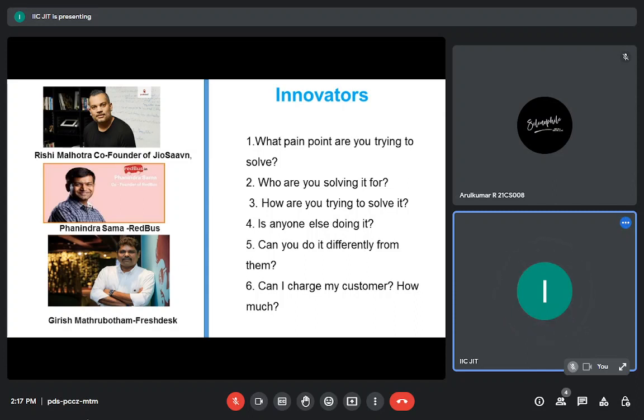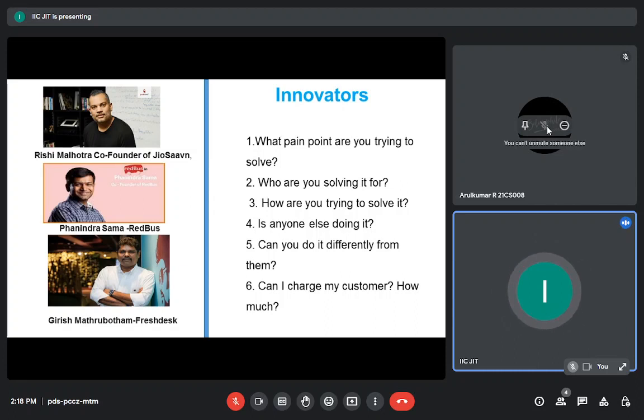Third point, how you are trying to solve it. Is anyone else doing it? In what way are you novel? Already some techniques are there, so in what way are you different? That is the third point. Then the next point is, what is your novelty. The last point is, will you charge your customer? If you give the product, will the customer pay money for it or not? So if you understand these six questions in a proper way, definitely you will become an innovator.